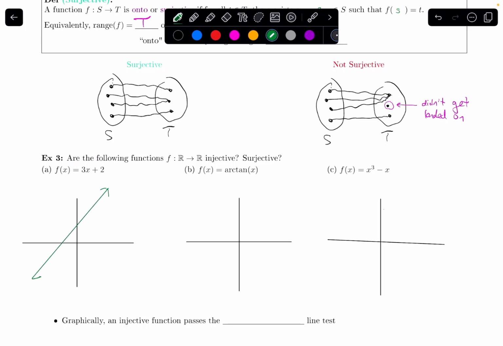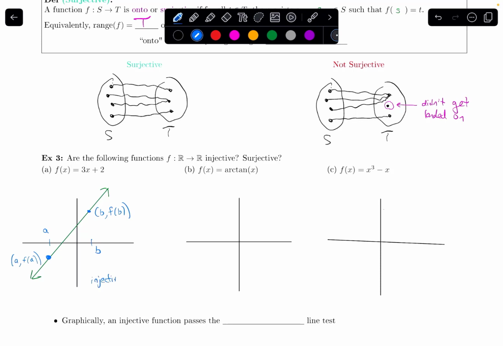And to test if it's injective, what I need is, if I take any two inputs that are different, maybe I'll call one A and another input B, their outputs need to be different. Well, the output is whatever the y value is on the graph. So this point is (A, f(A)), and that second point is (B, f(B)). And I think it's not hard to tell by looking at the graph that these y values are definitely going to be different as long as I pick these inputs to be different. Graphically, as a result of this, this first function is injective.